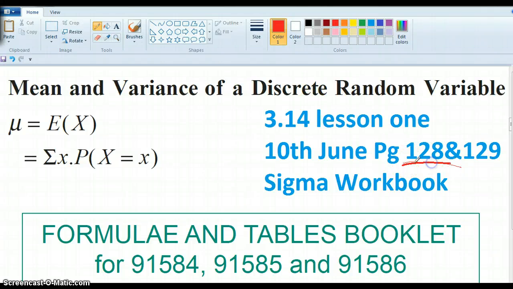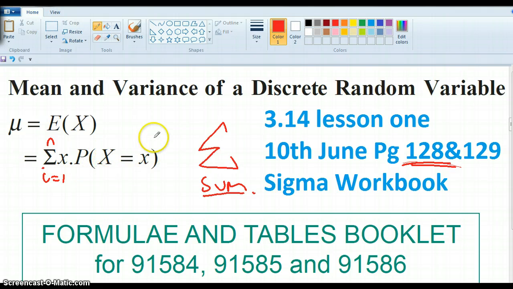So on page 128, you've got a formula, and it actually says i equals 1 to i equals n. This sigma thingy there means sum, and it's the same button in your Excel spreadsheet that sums. We've got x times the probability that X equals x. Now in your book it says xi times the probability of xi, of that outcome.